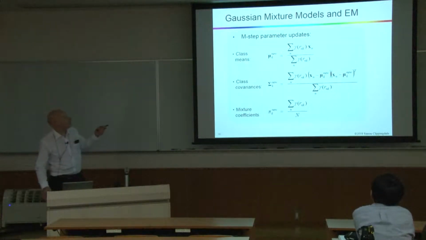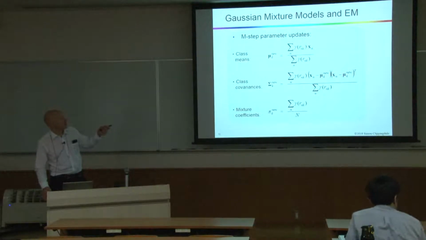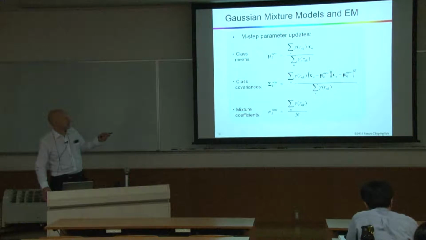The M step parameter updates look like this. The new version of the class mean gets updated as this thing, which you can see is a weighted mean of all the data points assigned to that class. Class covariance gets updated as a sample covariance of the points assigned to the kth class. And that's just been updated itself up here. And then finally, the mixture coefficients get updated as these are the means of these probabilities.